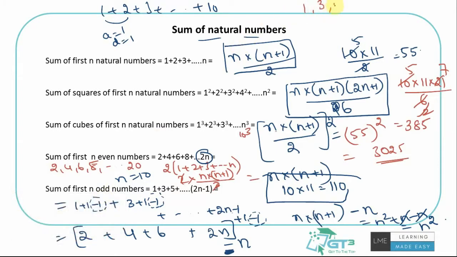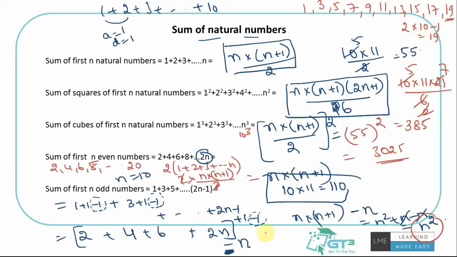1, 3, 5, 7, 9, 11, 13, 15, 17 and 19. See, what is the 10th number? 2 into 10 minus 1, that's basically 19, right? That's how we write the odd numbers, 2n minus 1 form. So for n odd numbers, the sum is n square.